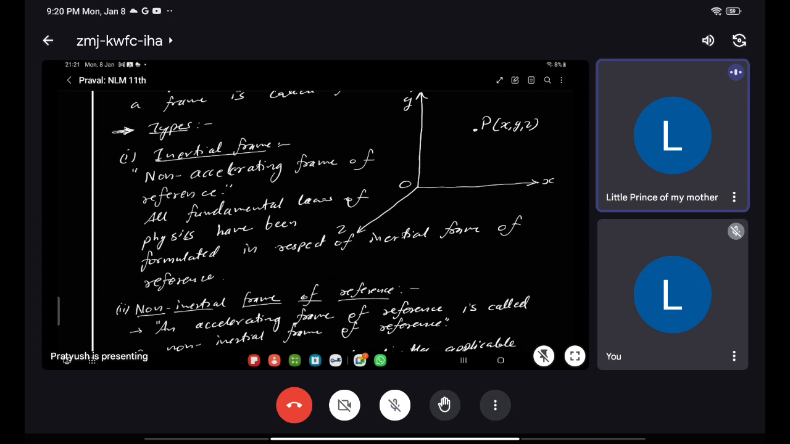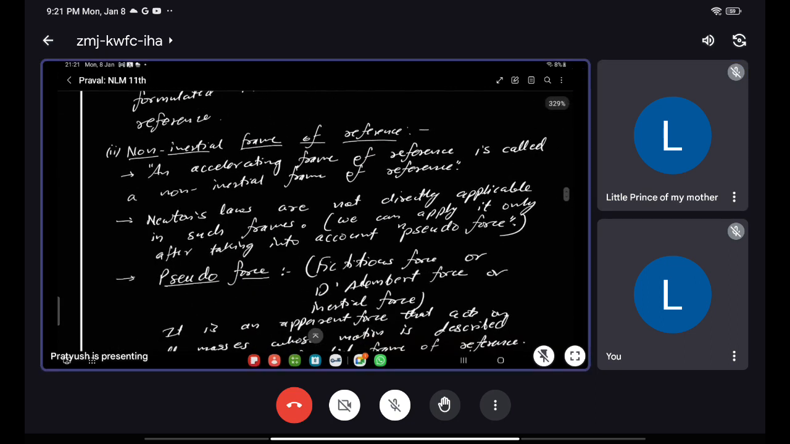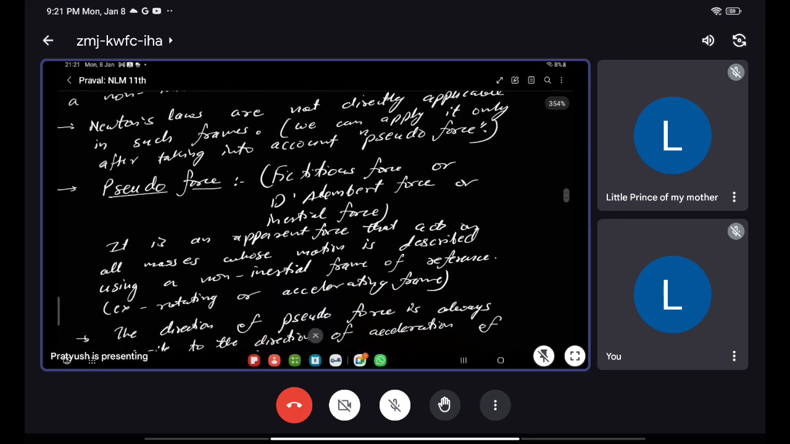So copy it, sir. Copied. Now, see, Newton's laws are not directly applicable in such frames. Why? Because we have to take into account pseudo force just as we discussed now. Now, what is pseudo force? Pseudo force is a fictitious force, means it is not appearing directly, but theoretically we have to take it into account.